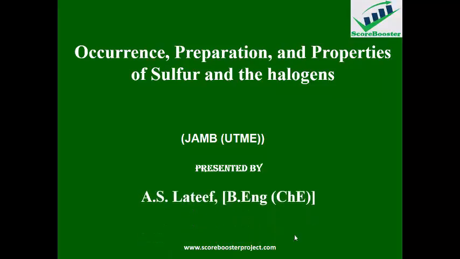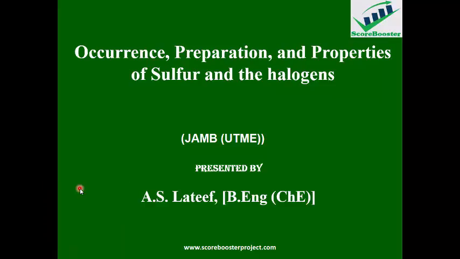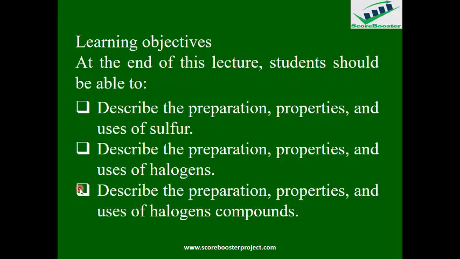Our topic is going to be a discussion about sulfur and halogens. Before we go, let us try to set our objectives right, as we always do. We are going to describe the preparation, properties, and uses of sulfur. Then do that for halogens and some compounds of halogens. We are going to be specific about some of the most common halogens like fluorine and chlorine.